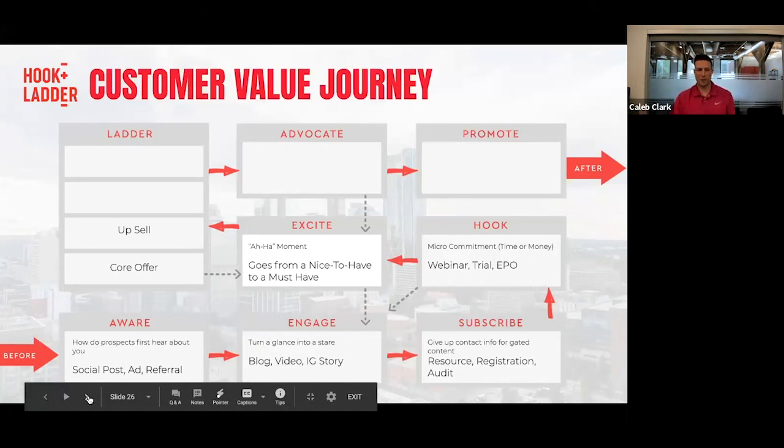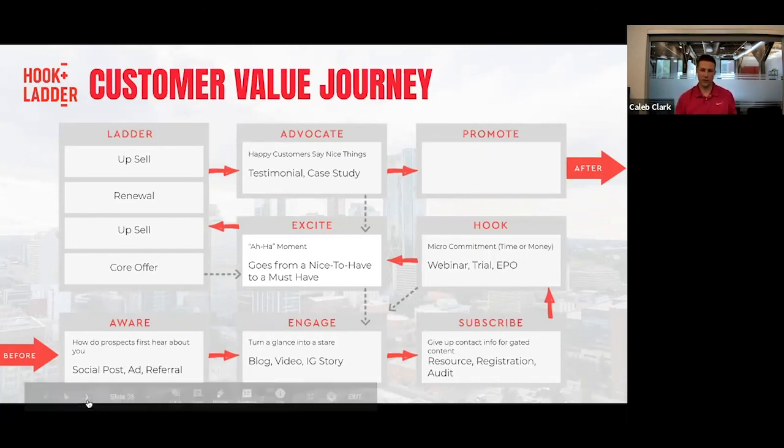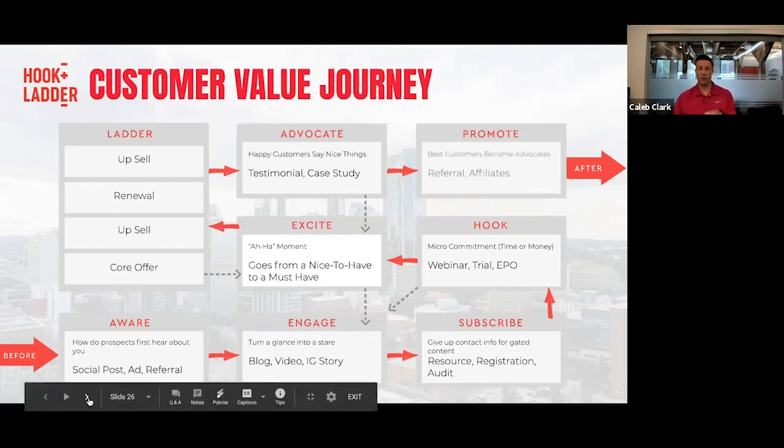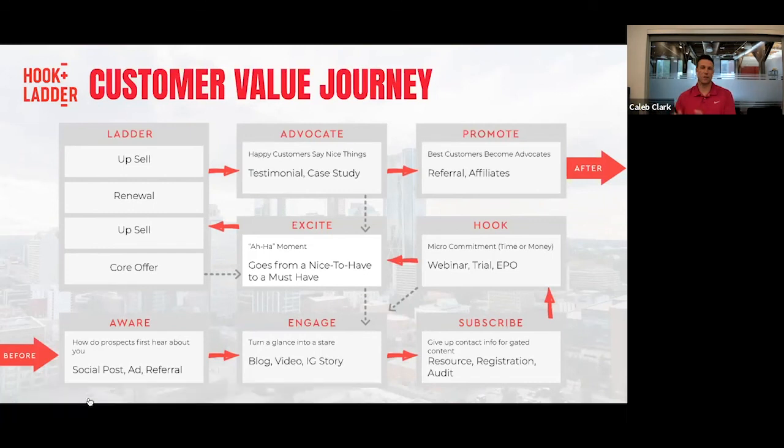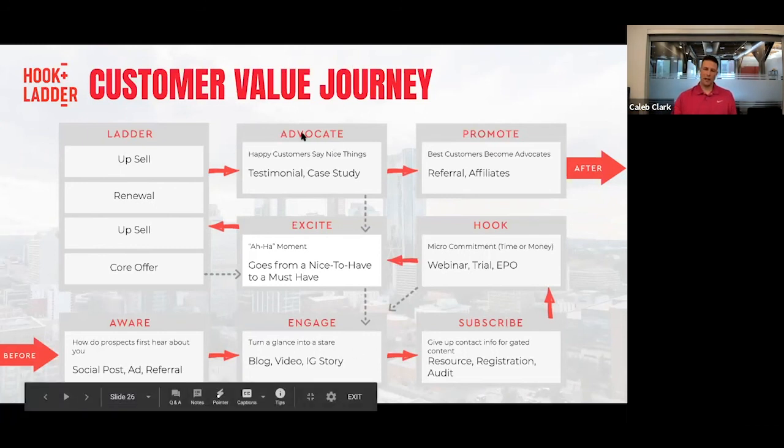And then you bring them up the ladder. Maybe it's an upsell, maybe it's an annual renewal, another upsell on top of that. Our goal really with this is to get them to the point where they become an advocate, right? Whatever you're selling, we want happy customers to say nice things about us. That's a testimonial, a case study. But more than that, we want them to be active promoters of you guys, right? That's what you want. You want your best customers to become active advocates. So, becoming a referral source, maybe an affiliate agreement. And this all started from just becoming aware.